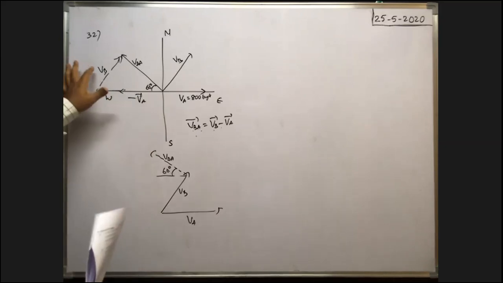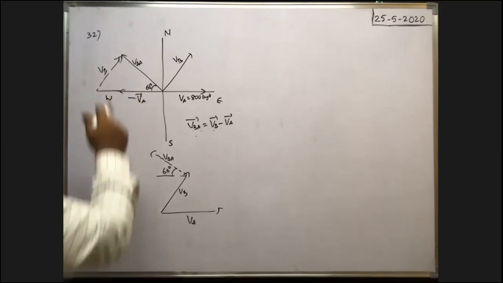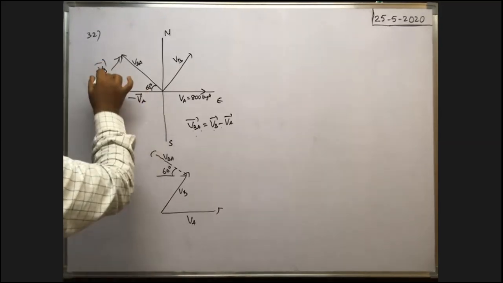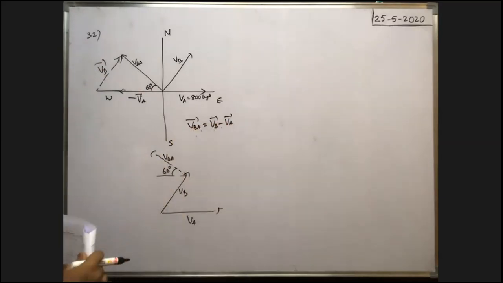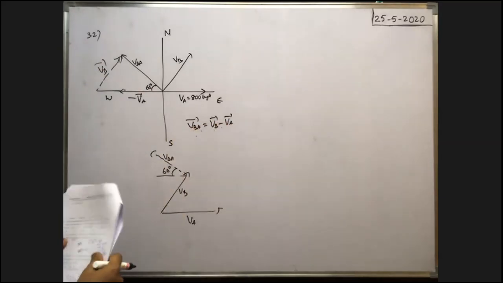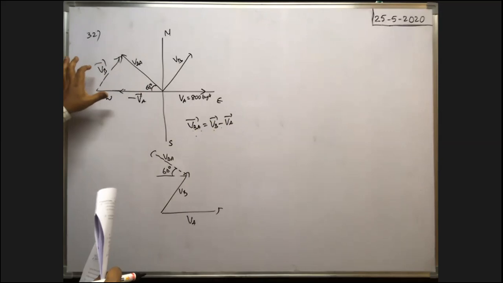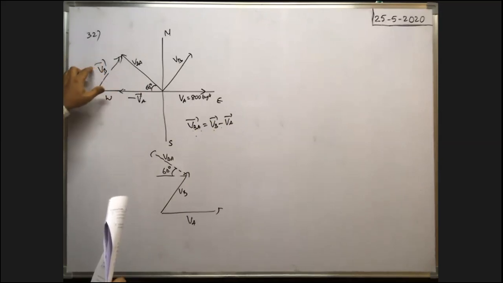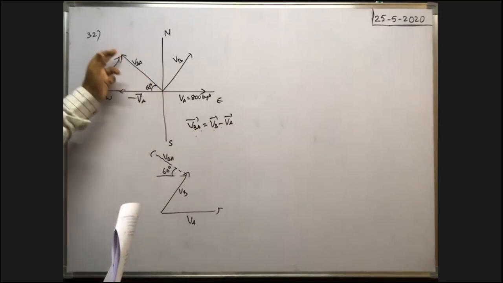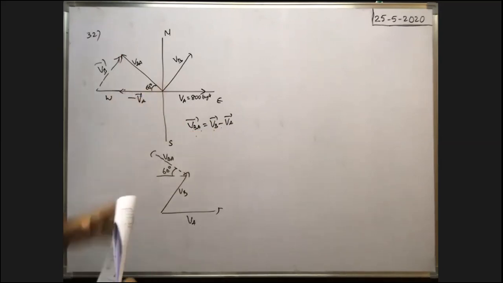Okay, we can add, because minus VA bar plus VB bar means VB bar minus VA bar only, no? VB bar minus VA bar only. That's why, therefore, VB bar minus VA bar is equal to VBA bar. This condition is satisfied, no?